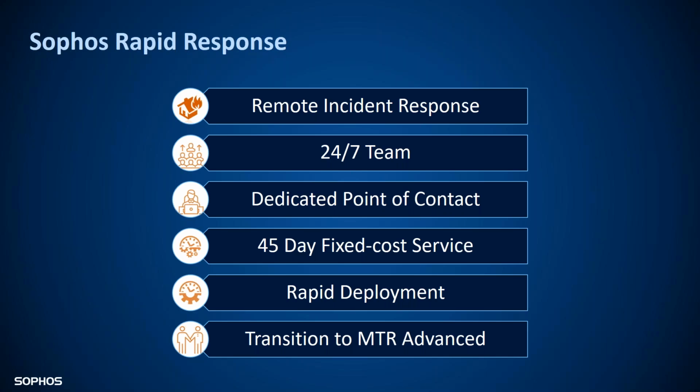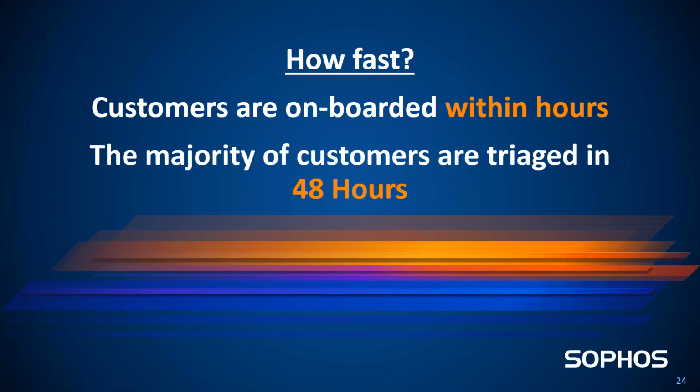After those 45 days, it's very easy for you to transition to become a full-time MTR customer. So how fast does all this happen? Once you contact us, we can have you onboarded within hours, and a majority of our customers are triaged within 48 hours. Then, as I mentioned, we continue to monitor your network for those 45 days. And after that, we would hope that you would want to continue with that service and use our MTR Advanced service.